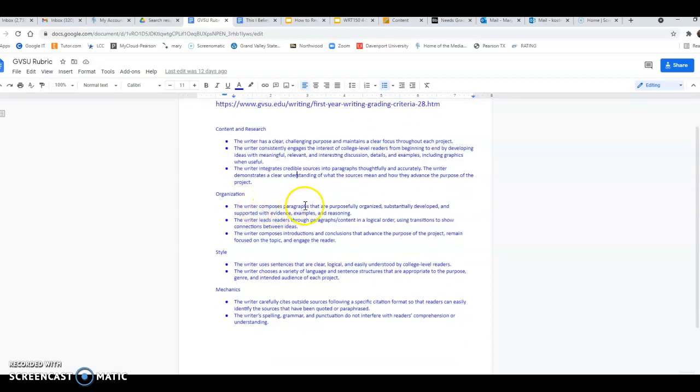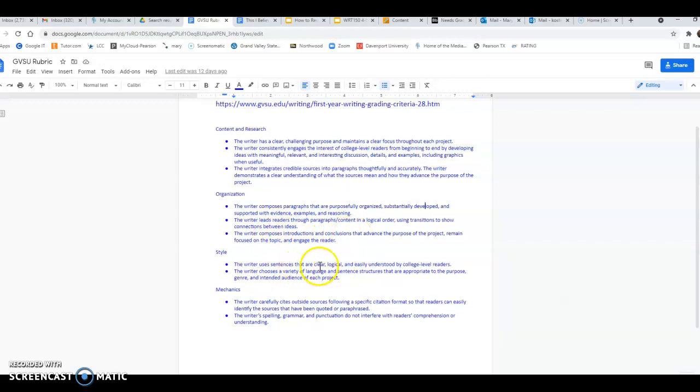Organization, the writer composes paragraphs that are purposefully organized. That means that those paragraphs have to do with your thesis. They constantly support that thesis. They have a ton of detail in there that just isn't vague generalizations. I mean, you get down to the nitty gritty. The writer leads readers through the paragraphs and content. That means there's some transitions in there. Writer composes introductions and conclusions, and that means topic sentences and concluding sentences.